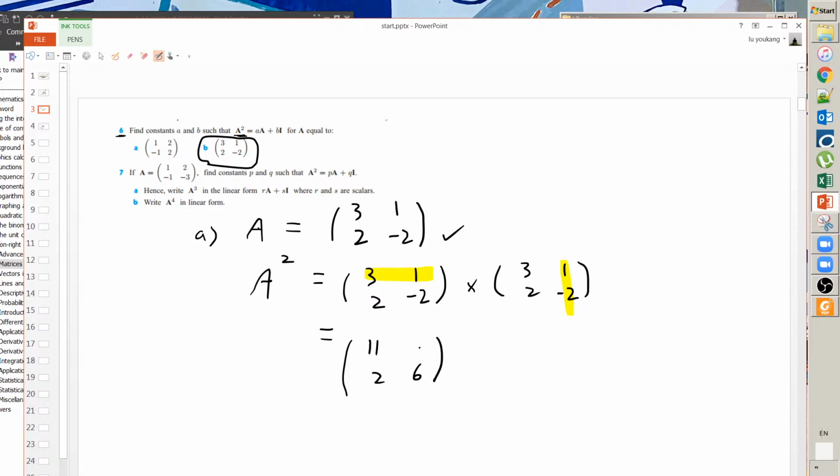Okay, so 3 times 1 plus 1 times negative 2. So it's 3 minus 2, right? So you're supposed to get 1, right? Yeah. So you're supposed to get 1 here, right? Okay, so you're supposed to get 1.